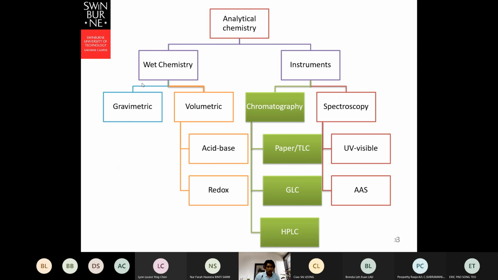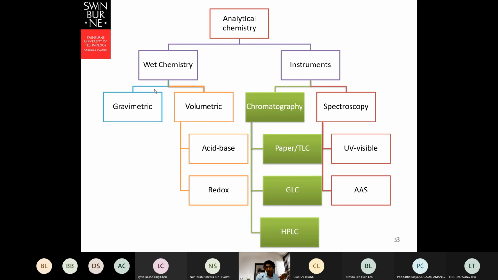So we have already finished the wet chemistry, that is gravimetric analysis, right? And volumetric analysis was last week. Also the tutorial about the volumetric was last week. And now we are going towards instruments. So can anybody tell what is the difference between wet chemistry and instruments? Looking at it, gravimetry, volumetric analysis, acid-base and redox reactions come under wet chemistry, and under instruments there is chromatography, paper, spectroscopy, UV, AAS, all those things.